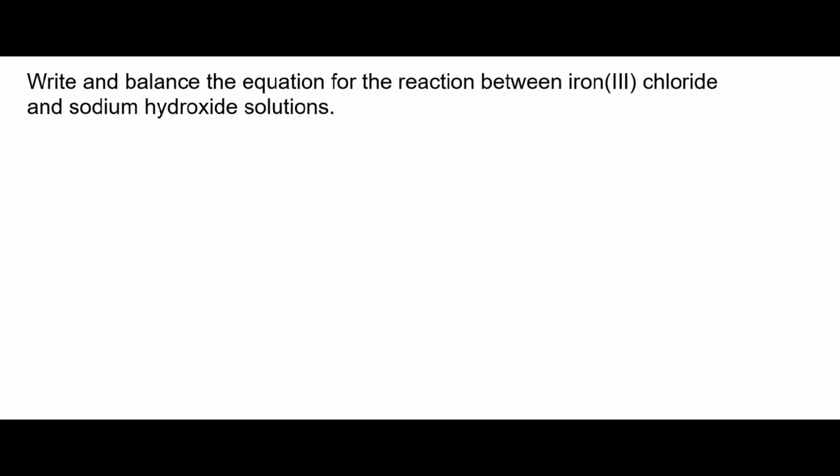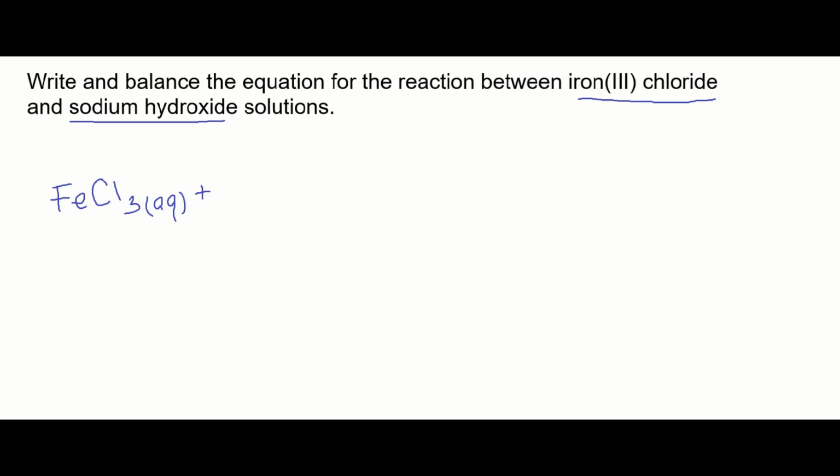Let's write an equation for the reaction between iron 3 chloride and sodium hydroxide solutions. Let's start with what we know. Iron 3 chloride is made up of iron 3 plus cations and chloride anions, which have a 1 negative charge. We can crisscross these numbers on the charges to get the ratio to determine the formula unit for iron 3 chloride. So the formula is FeCl3. And these are both in aqueous solutions, so we'll put that in parentheses, AQ.